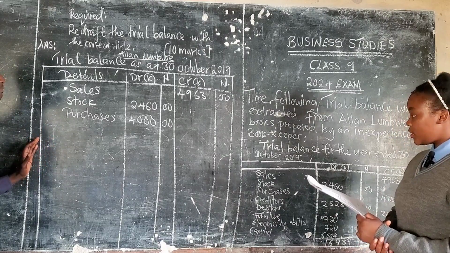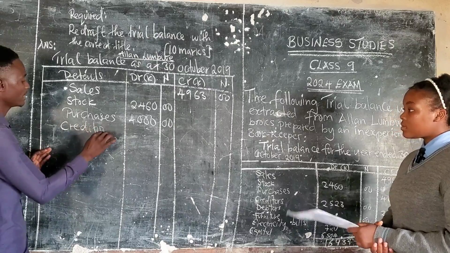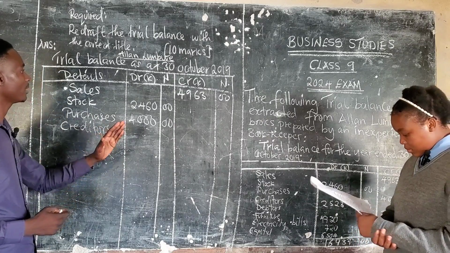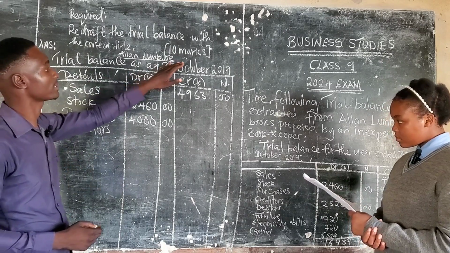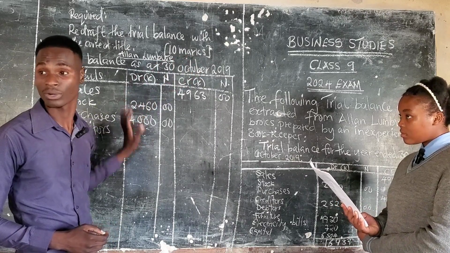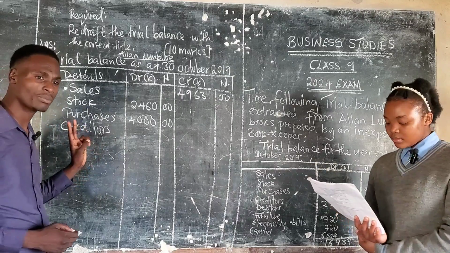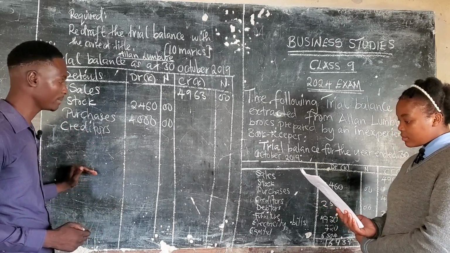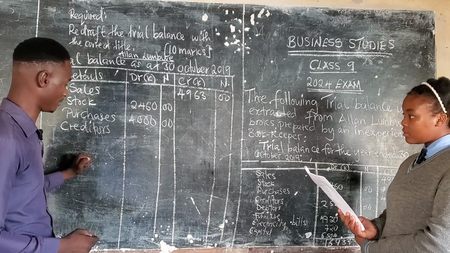The next item, creditors. Before we go to where creditors go, I want to make mention that this question is 10 marks, but within 10 minutes you're supposed to be done answering it. This is one of the simplest questions in Business Studies. You don't have to fail to balance this one in the exam.